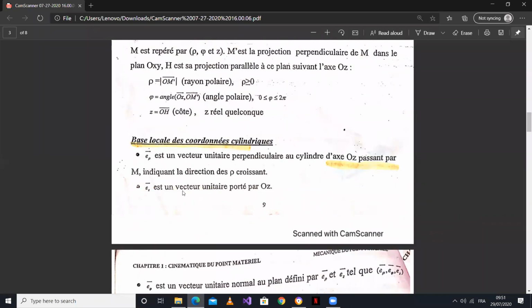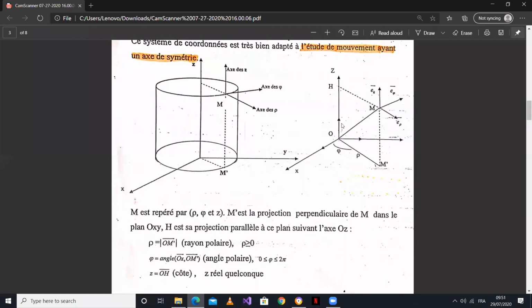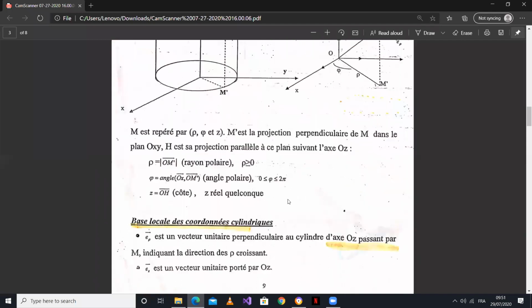Then we have EZ est un vecteur unitaire porté par OZ. So this axis there, OZ, this vector. The vector unitaire there is going to be EZ or Z, or EK, or just K there. We looked at this in the Cartesian coordinates. So on this axis, the unit vector, just one unit there, is going to be our EZ, ou bien our EK, ou bien our K, just K.